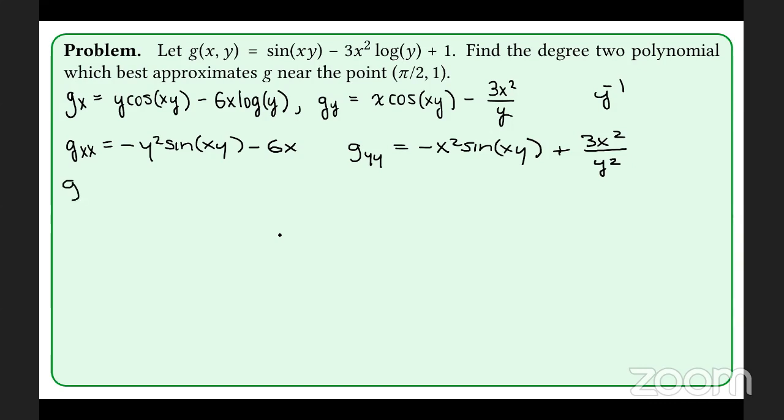And now we take the mixed partial. So g_xy. So let's do maybe, yeah. Yeah, 6 log y. I'm sorry. I got a little sidetracked. Yes, absolutely. Thanks. Sorry about that. Oh, and my pen's working normal again.